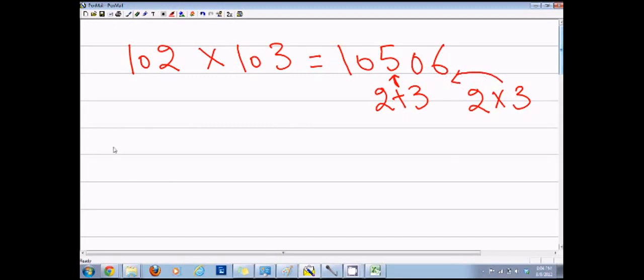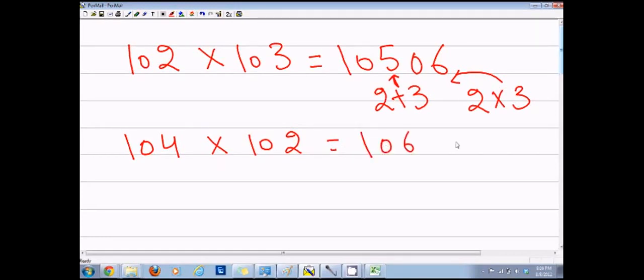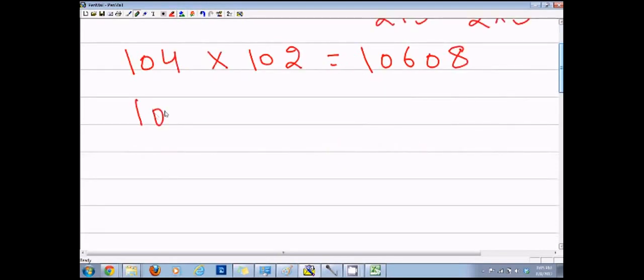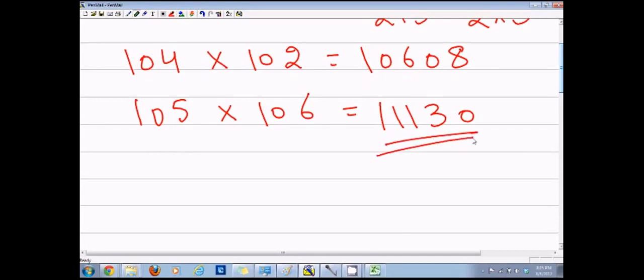So for example, and again if we take 104 and 102, then the answer will be 1. 4 plus 2 is 6, and 4 into 2 is 8, so the answer is 10608. Again, if we have 105 and I want to multiply by 106, then the answer will be 1. 5 plus 6 is 11, and 5 into 6 is 30, so 11130. So this is a quick way you can multiply numbers which are close to 100.